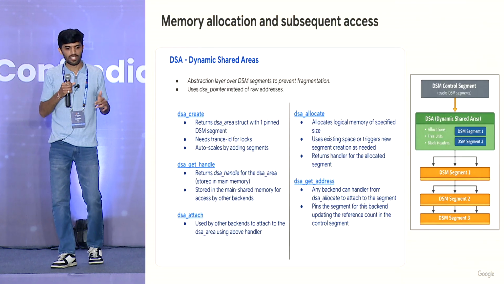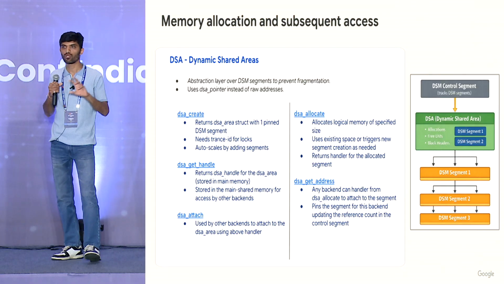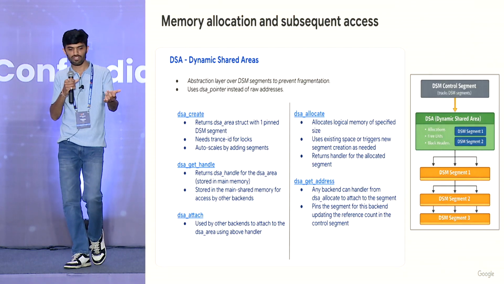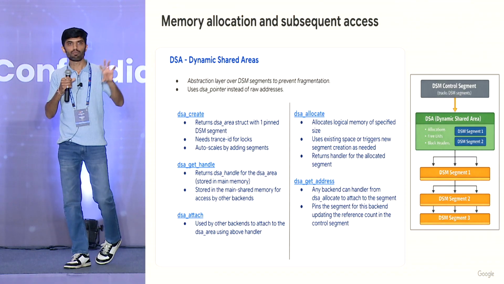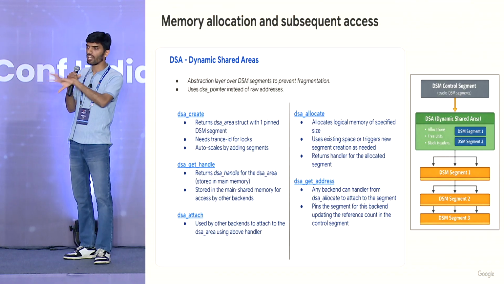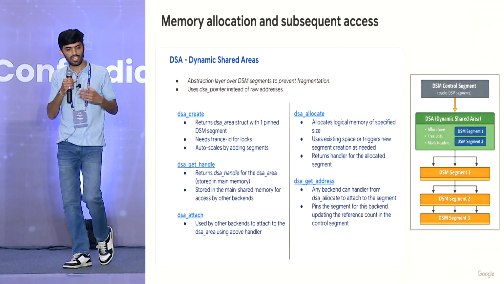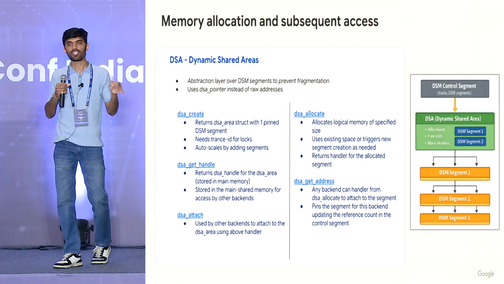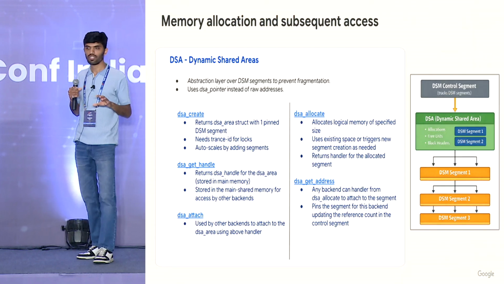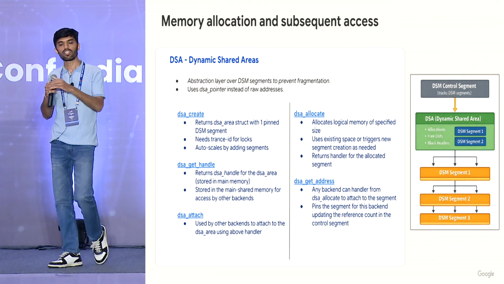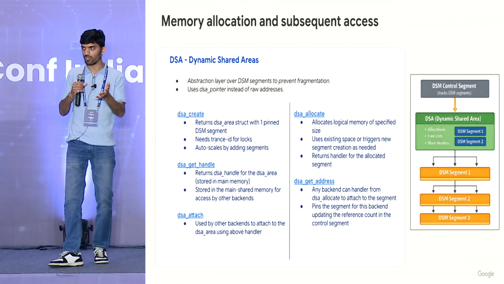Once that handler is there, any other process which needs to map to the same DSA area would use the next function, DSA get handle, where you pass the handler and you get the actual address, which is local to that second backend process. Accordingly, next it can use the DSA attach function to attach to it. So in short, we created a DSA area, we got a handler to it, and another backend used that handler to attach to it.